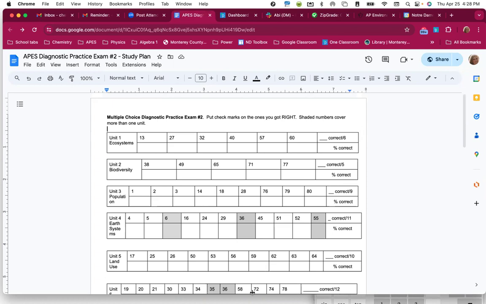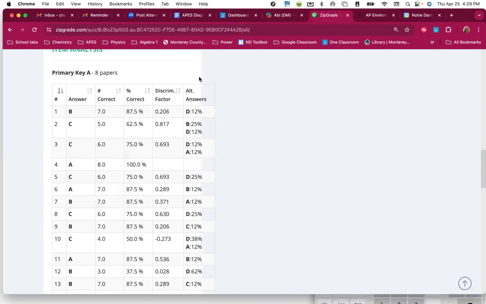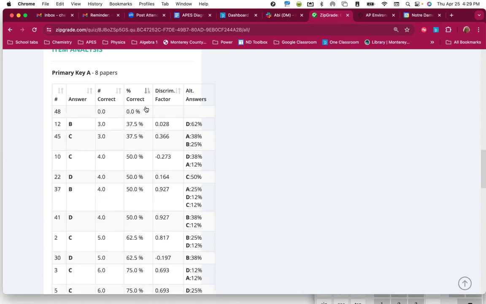Or if you have something like ZipGrade, you could look at the data. I don't know if anyone else has that or uses that. It's great to look at your data. So this is like a previous test I have where I just scan the tests as they come in, and then I have data on the percent that got correct for each of the questions, and then I can decide if I have time to go over something for the whole class, the questions that were missed the most, or the topics that were missed the most.